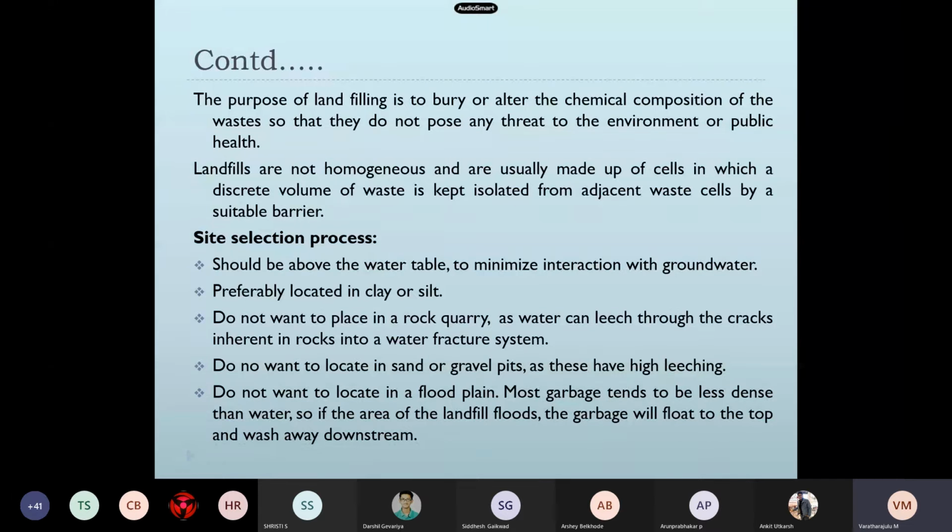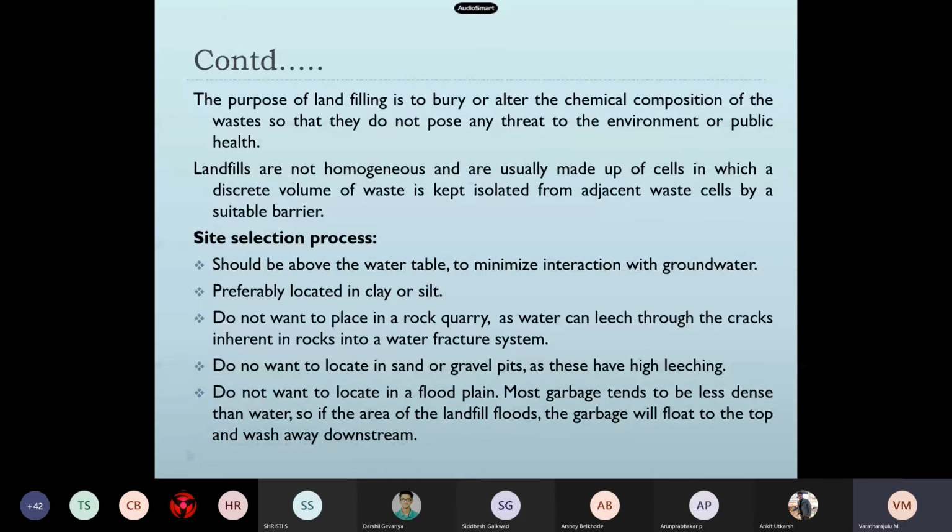To minimize interaction with the groundwater, a landfill should be located above the water table, preferably in clay or slate. You do not want to place it in a rock quarry, as water can leach through the cracks inherent in rocks into the water fracture system. Nor do you want to locate it in sand or gravel pits, as they have high leaching. Do not locate it in a floodplain.